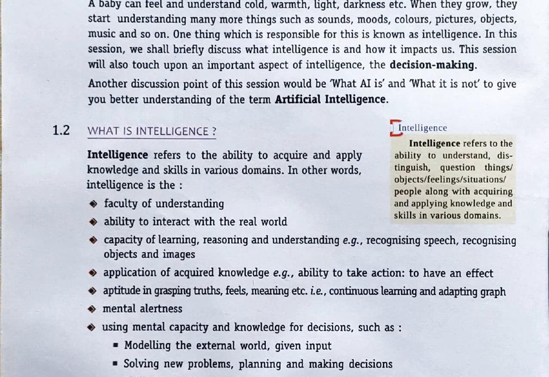So, this is the process of intelligence. First, you have to understand, then you have to distinguish, then you question, and then you apply the knowledge gained in various domains. This is the intelligence definition that you will have to write in your question as part of the answer.